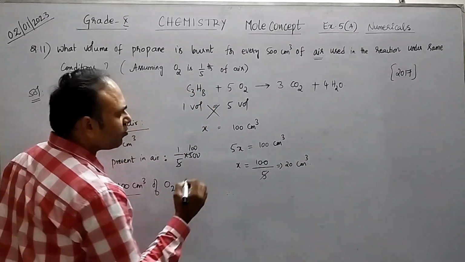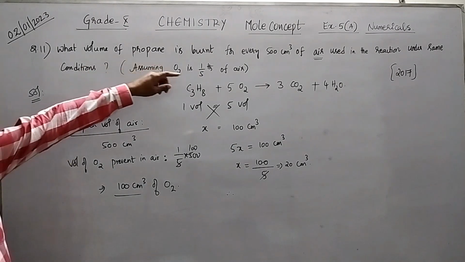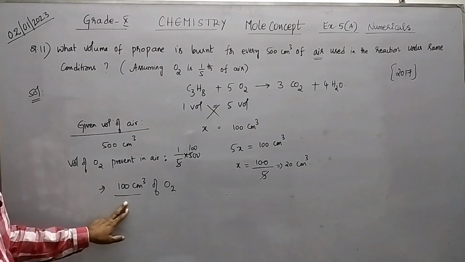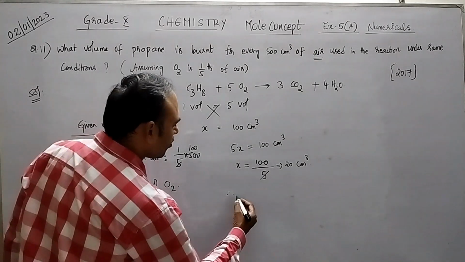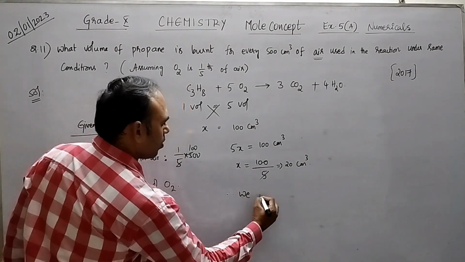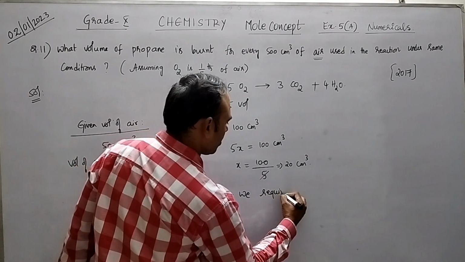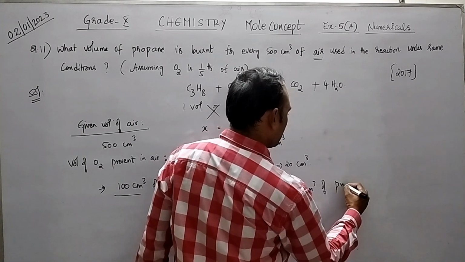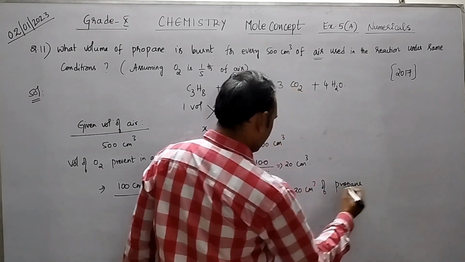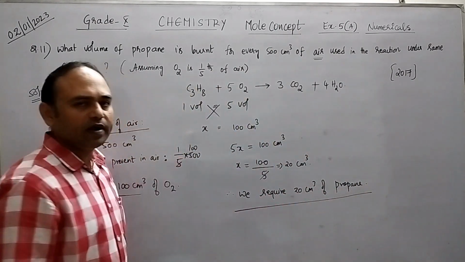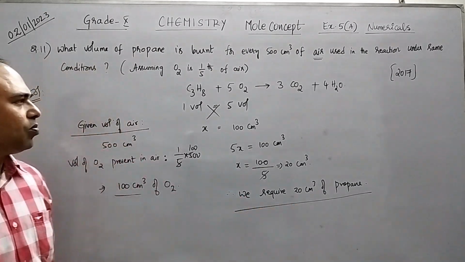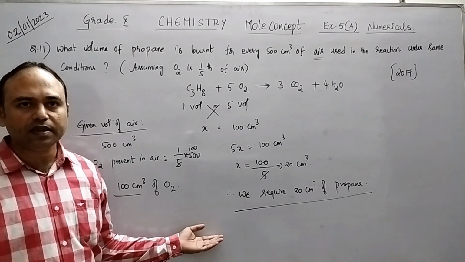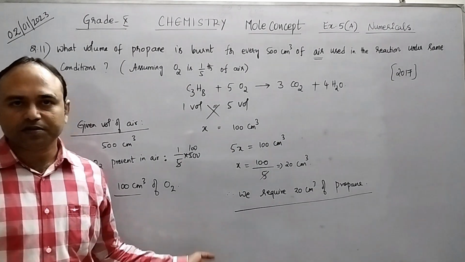Therefore what we can write here: for 500 centimeter cube of air, we have 100 centimeter cube of oxygen. And what is propane required? Therefore, we require 20 centimeter cube of propane. For combustion, how much is required? We need 20 centimeter cube of propane. Hope you have understood this. We'll continue with the next question in the next lecture. Thank you so much.